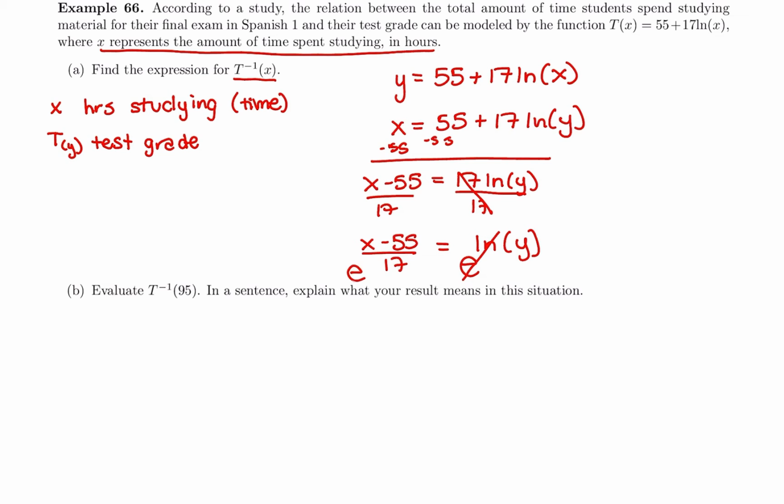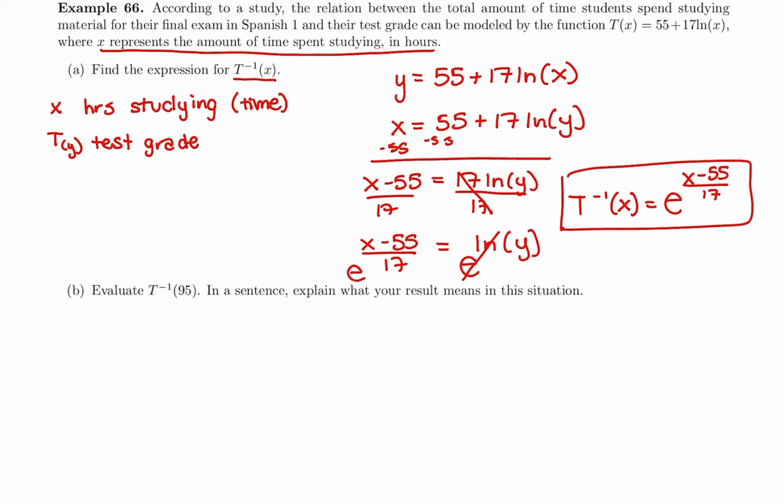And now we have our Y equals on one side by itself. And we're going to label that as our inverse function. So instead of Y equals, I'm going to call it T inverse of X is e to the X minus 55 divided by 17. So the inverse of having 55 plus 17 times ln of X, both 55 and 17 are outside and they're multiplied with ln of X, is having e with X minus 55 divided by 17 on the inside. So there's our inverse function, which is going to work the other way.